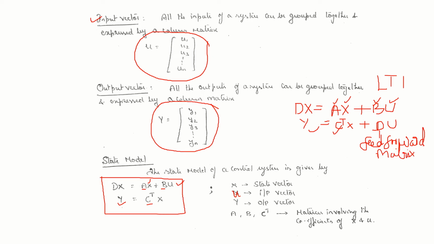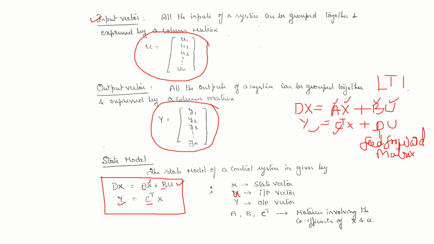Okay. In case where the system model does not have a direct feed through, then D is the zero matrix. Okay. So this is a generic form. So many times the problems which we handled, this will be zero. So that's why I represent it as Dx is equal to Ax plus Bu, y equal to C transpose x.